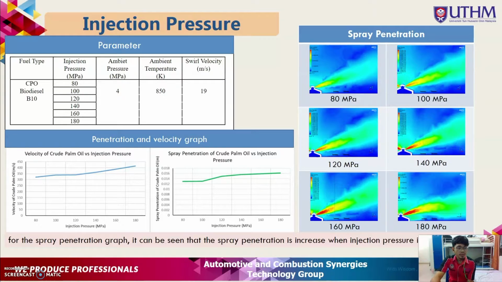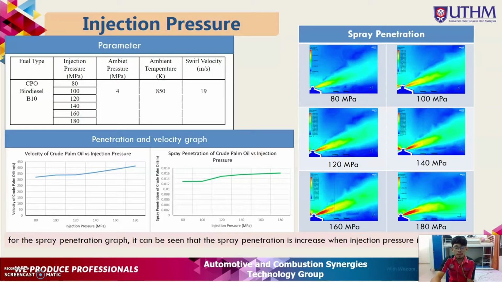The first graph shows us velocity against injection pressure. The graph shows that as the injection pressure increases, the velocity of crude palm oil also increases. On the right side, the second graph shows the penetration against injection pressure. For the spray penetration graph, it can be seen that the spray penetration increases when the injection pressure is increased.